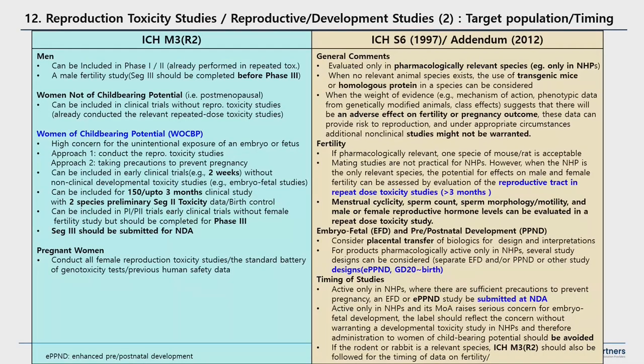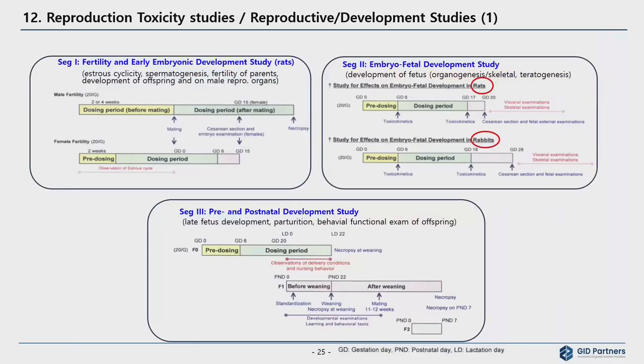And this is the reproductive toxicity study. At the reproductive cell level, after birth, the growth process, organogenesis, the behavior, and the skeletal structures, all these functionalities are looked at to see whether they are impacted by the drugs.